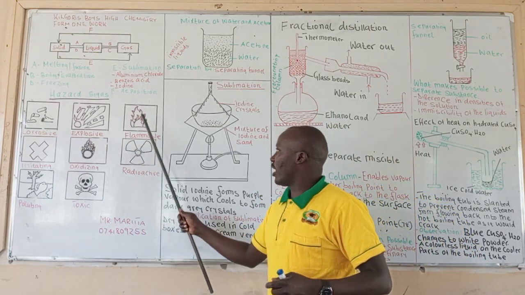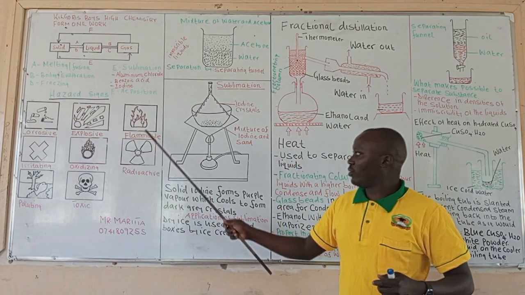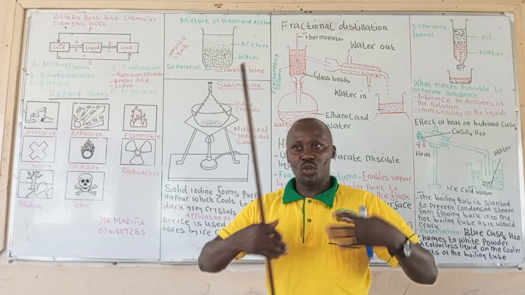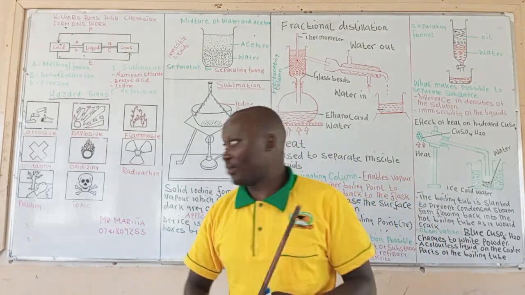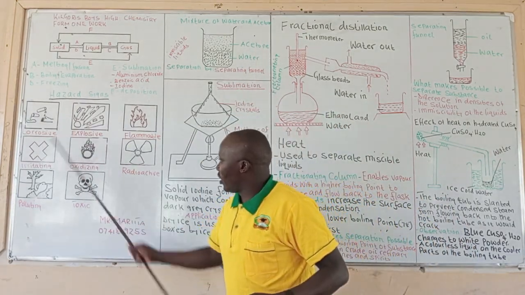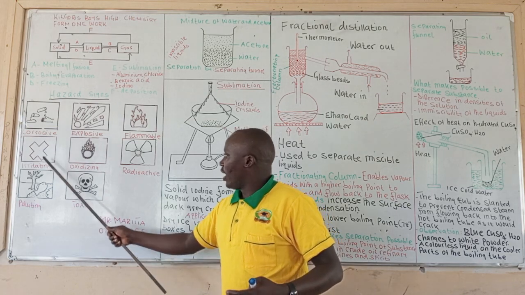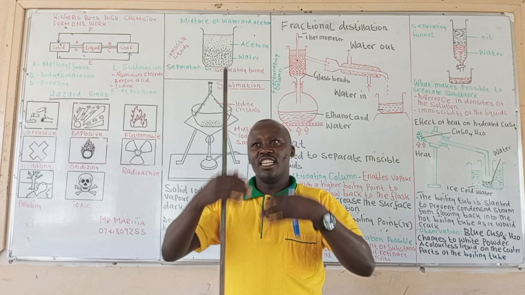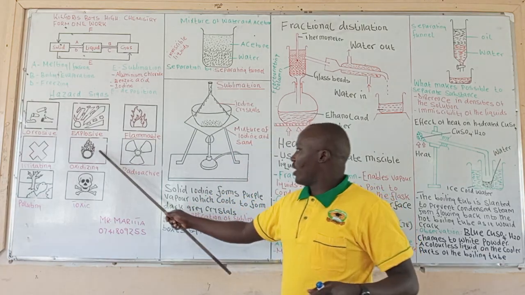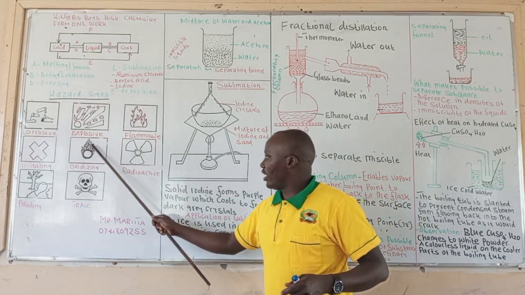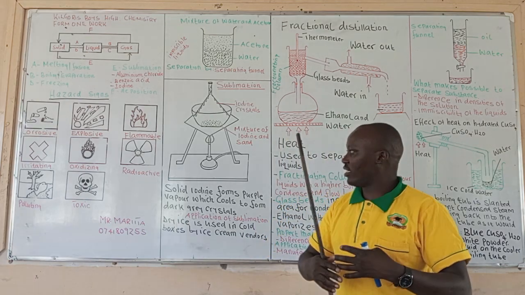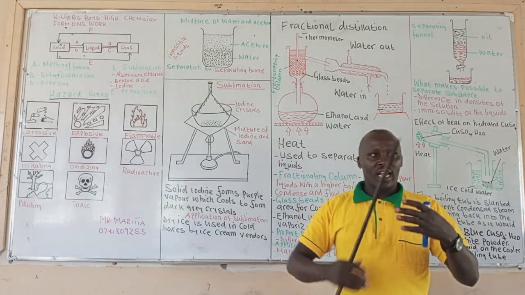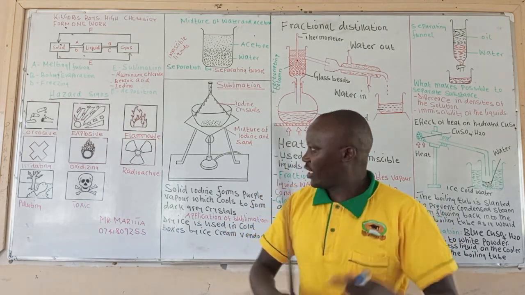We have another one here. You can look at your screen, this one is flammable, substances which can catch fire easily. Then we have the other one, like a cross. When you see this sign, it indicates that the substance is irritating. This one signals that the substance is oxidizing. This one represents that the substances are radioactive.